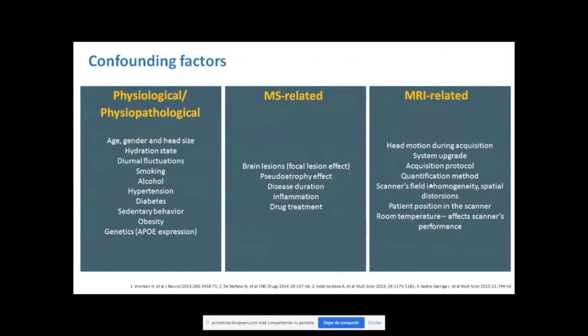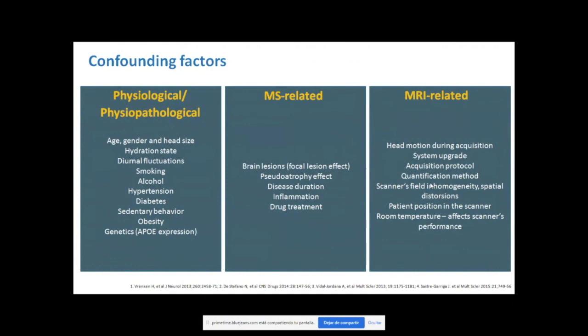The second classification of these confounding factors are those related to MS, to the disease. We already mentioned the effect of the focal lesion. We have to get rid of these focal T2 lesions in order to obtain reliable measures of the gray matter. But what I would like to discuss is the pseudo-atrophy effect, which is a very important effect that we need to know in order to properly interpret the results.